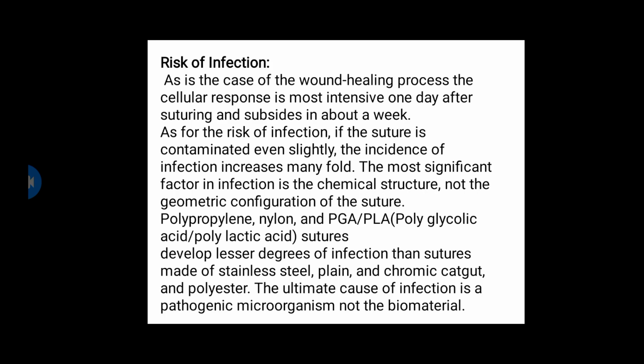As for the risk of infection, if the suture is contaminated even slightly, the incidence of infection may increase many-fold. The most significant factor in infection is the chemical structure, not the geometric configuration of the suture. Examples such as polypropylene, nylon and PGA develop lesser degrees of infection than sutures made of stainless steel, plain and chromic catgut, and polyester. The ultimate cause of infection is the pathogenic microorganism and not the biomaterial.